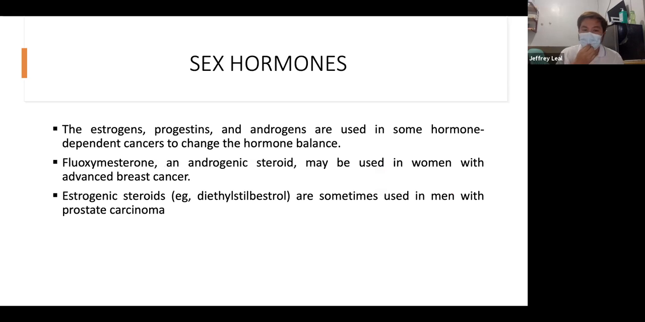Okay? We have also the sex hormones. We have the estrogens, the progestins, and androgens, which are used in some hormone-dependent cancers to change the hormone balance. The fluoxymesterone, which is an androgenic steroid, may be used in women with advanced breast CAs. We have also the estrogenic steroids. Sample is your diethylstilbestrol, which is a pill, sometimes used in men for prostate carcinomas.